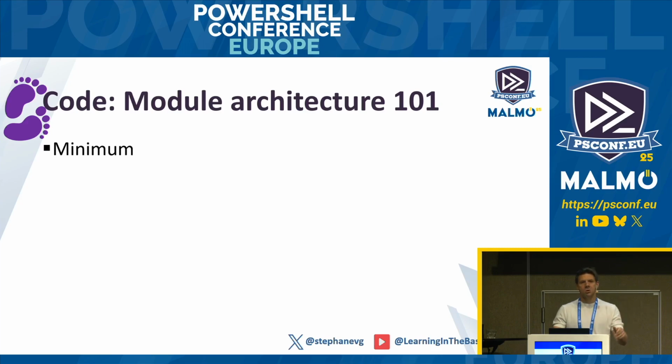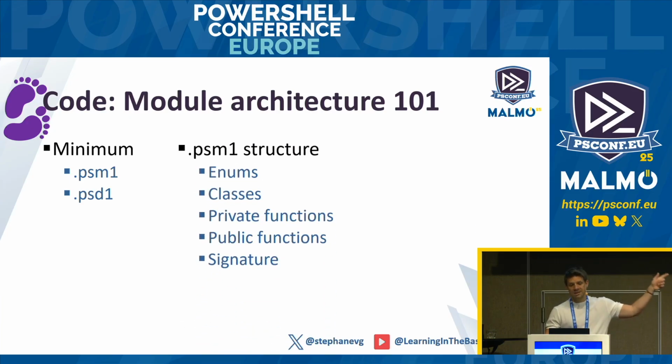So module architecture 101. At a minimum, I believe it should look like this. We have a PSM1 and a PSD1. The inside of the PSM1 should, in my opinion, be structured as is here: enums first, classes, private functions, public functions, and then a signature.